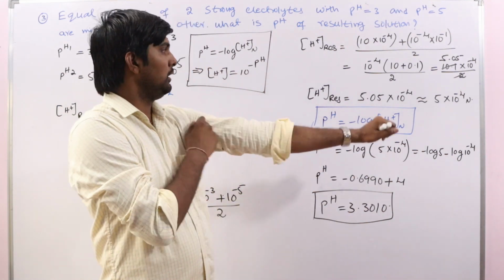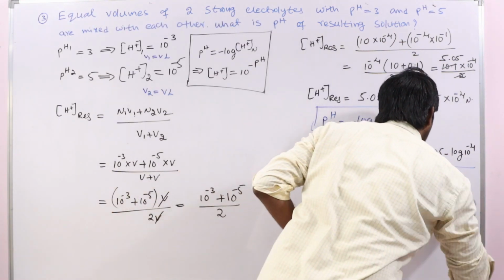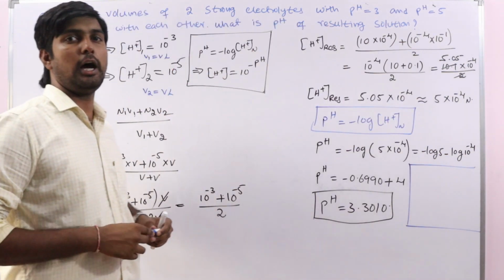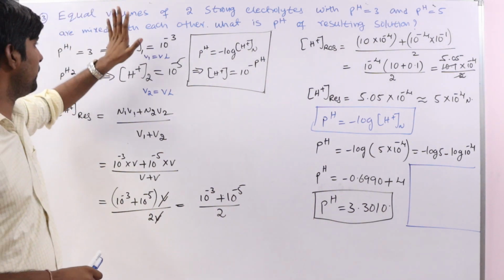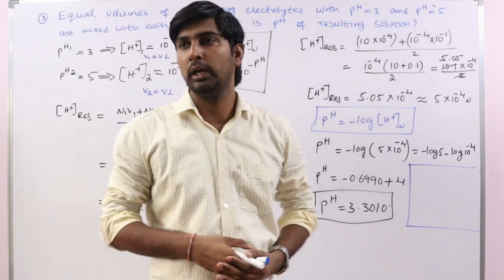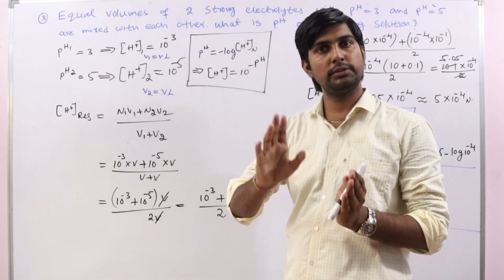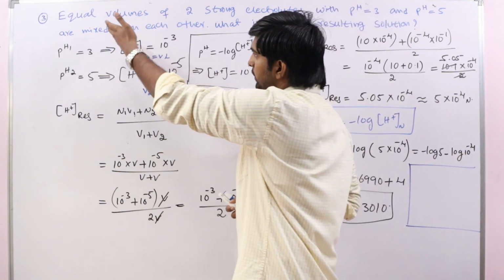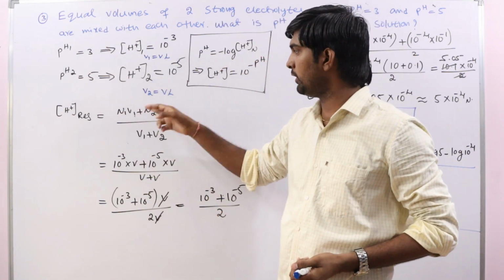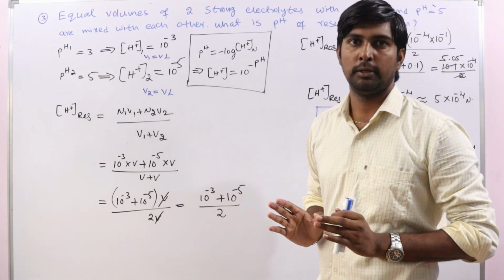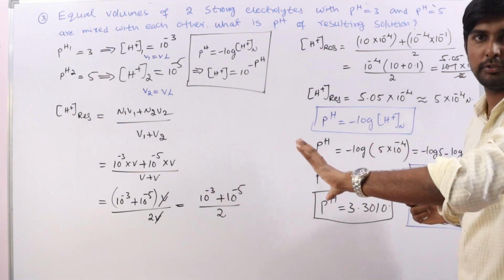Okay, see here we discussed one shortcut. When equal volumes of two strong electrolytes are mixed, that is applicable only when the volumes are equal. If volumes are different, this is the procedure. See, this procedure is applicable when the volumes of the two solutions are the same or different. So if you take different volumes, suppose 1 liter and 2 liter, here we substitute and we get the answer. So equal volumes or different volumes, this is the normal procedure.